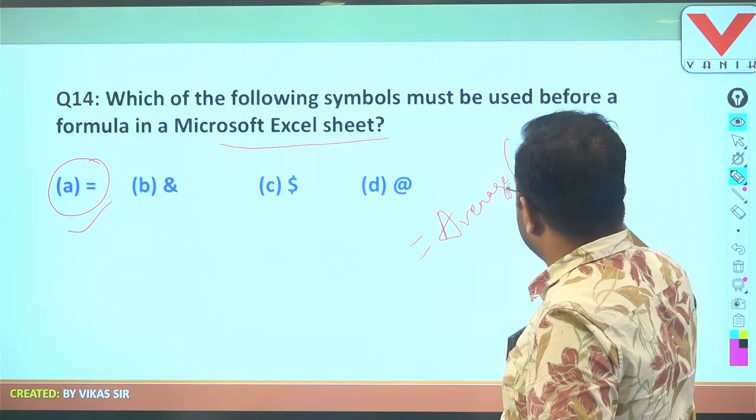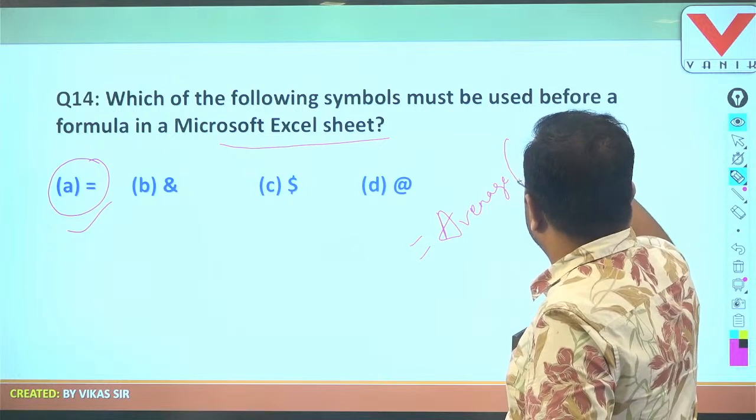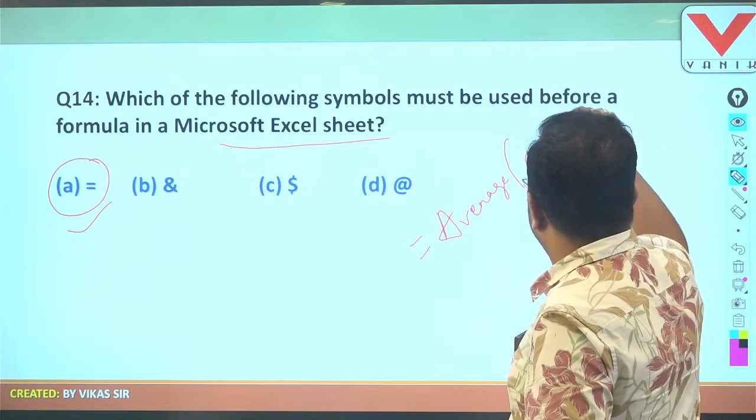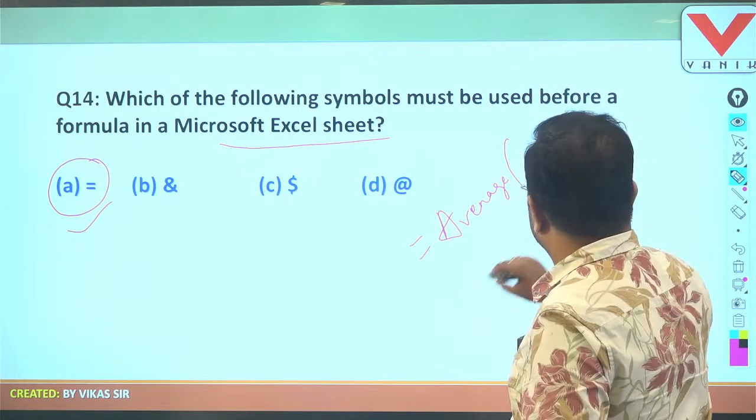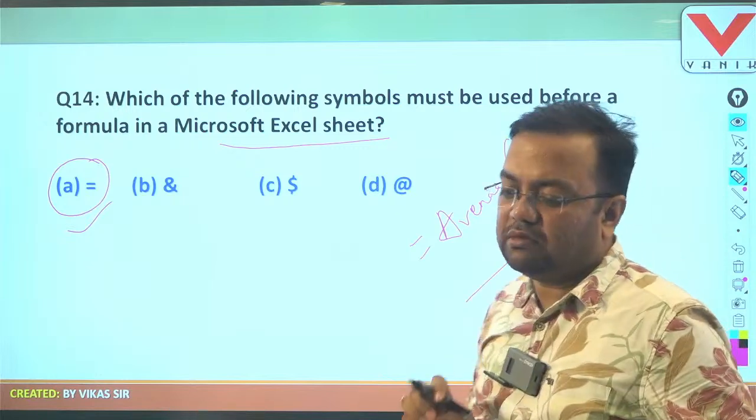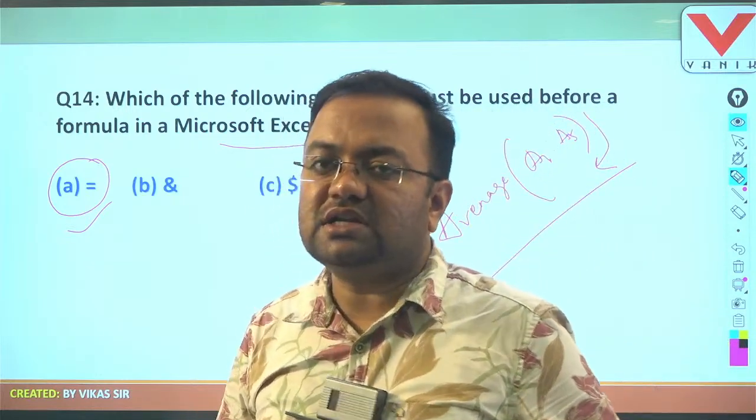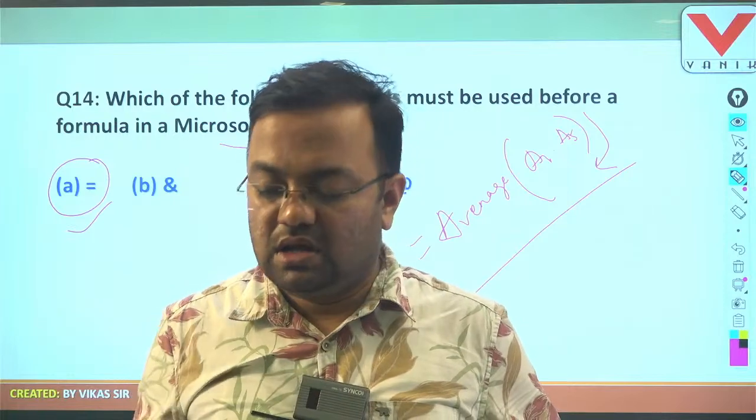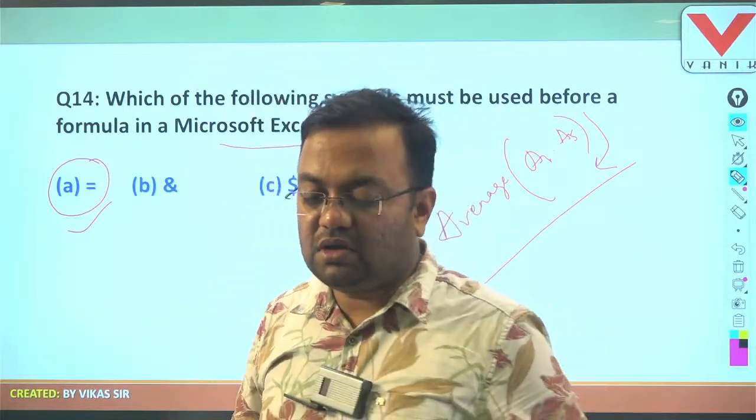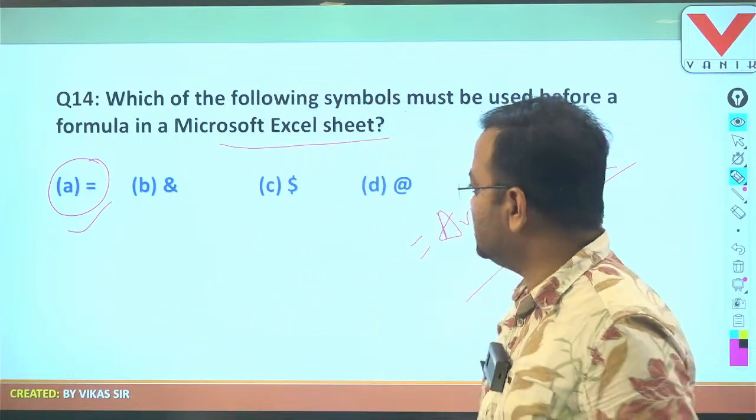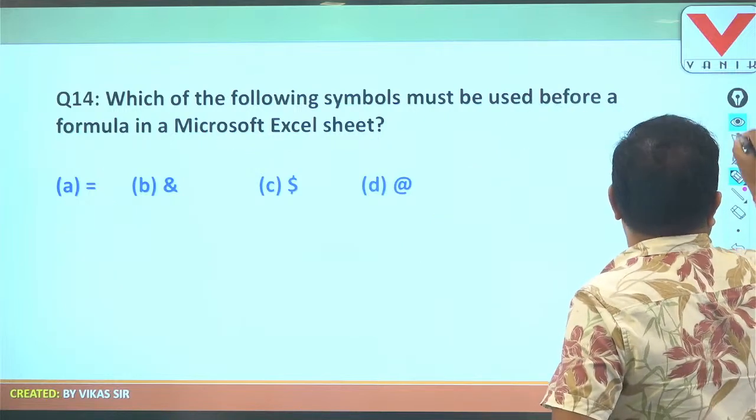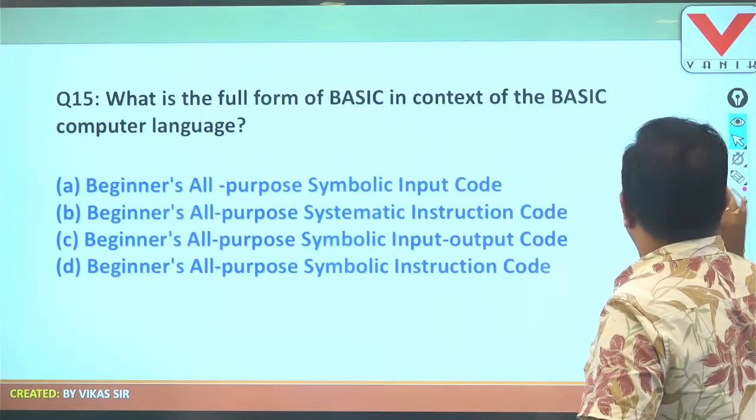Okay, bracket start, cell reference A1 to A5, bracket close, then enter. So this is a formula for average, and before average I am using a symbol, that is the equal to symbol. So question number 14, answer is A. Then goes to question number 15.